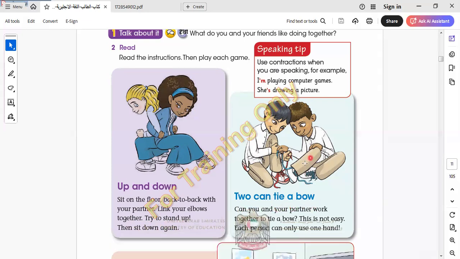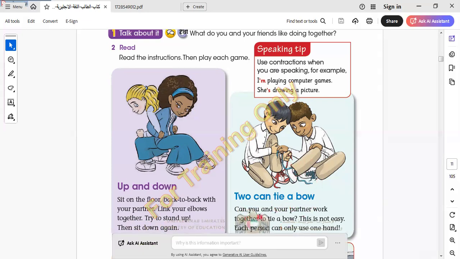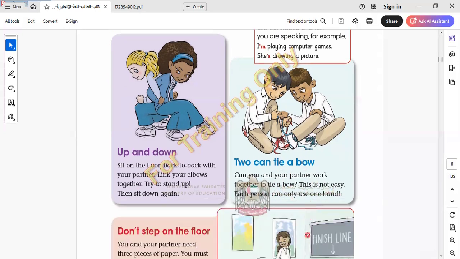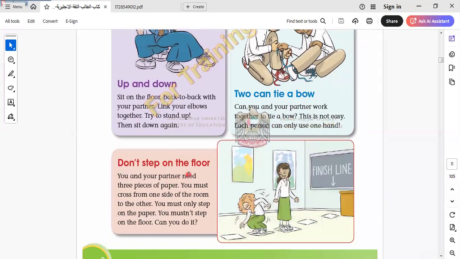Two can tie a bow. This is tie a bow. Can you and your partner work together to tie a bow? This is not easy. Each person can only use one hand. Don't step on the floor.